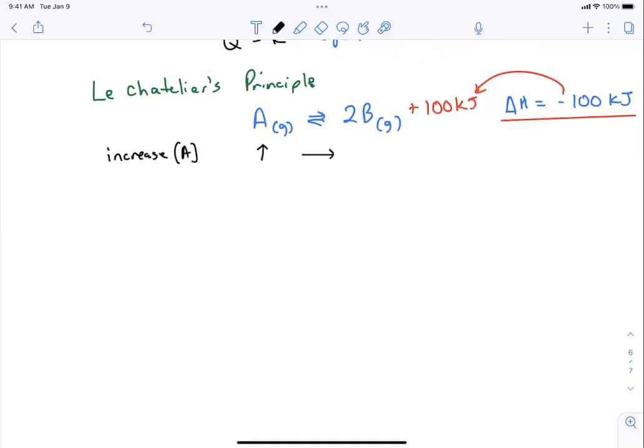Exactly. You have too many reactants. You have to shift to the right so that your B will increase and your heat will also increase as well, because you're trying to balance out the scenario.